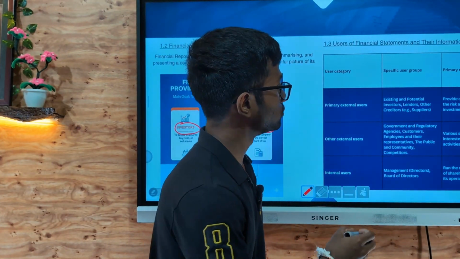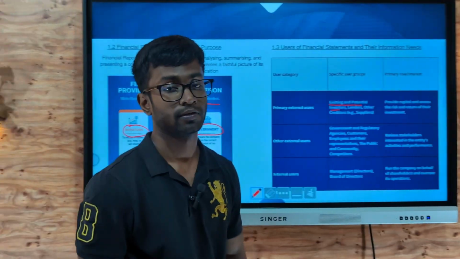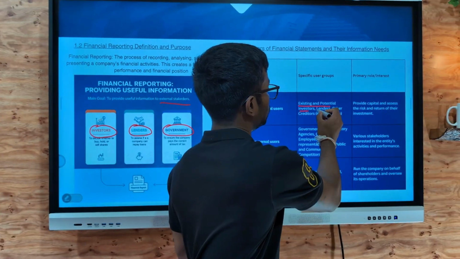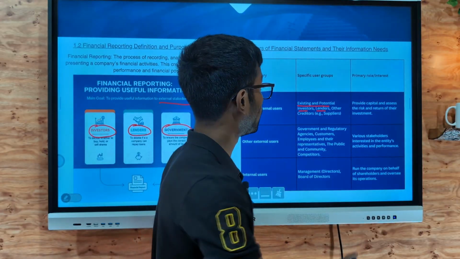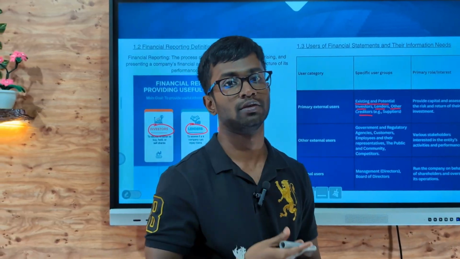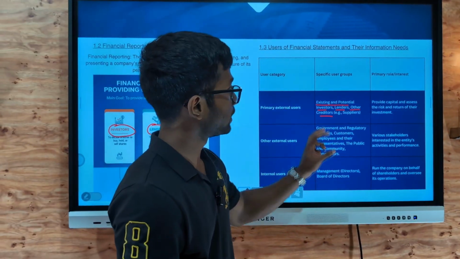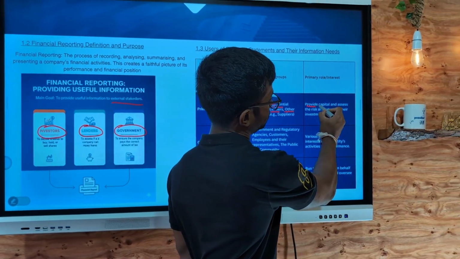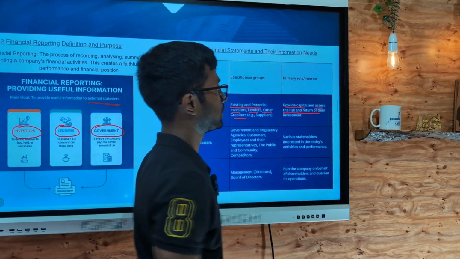The main primary external users are existing and potential investors. The investors go through the business's information. You have lenders, people who lend you money, which I explained before. And you have your other creditors, such as your suppliers, who supply the business goods on credit terms. So those are your users. Their role would be to provide capital and assess the risk and return of the investment.